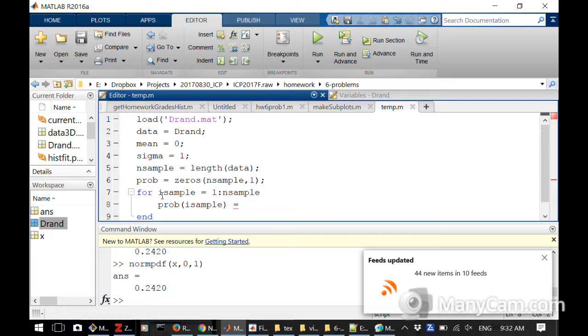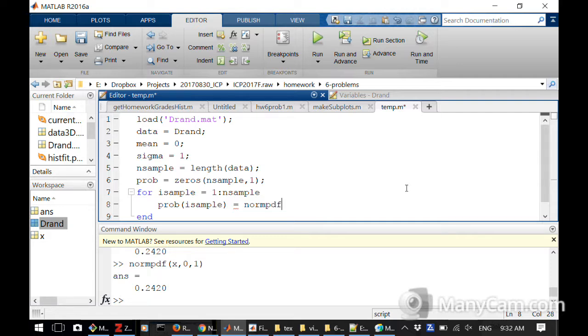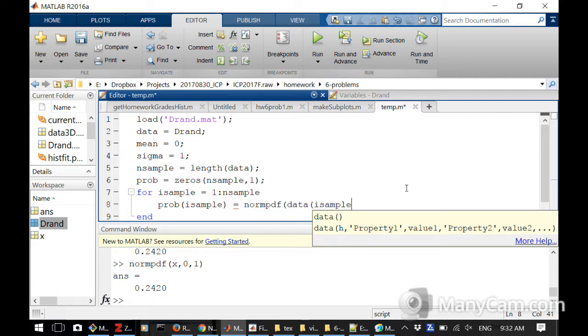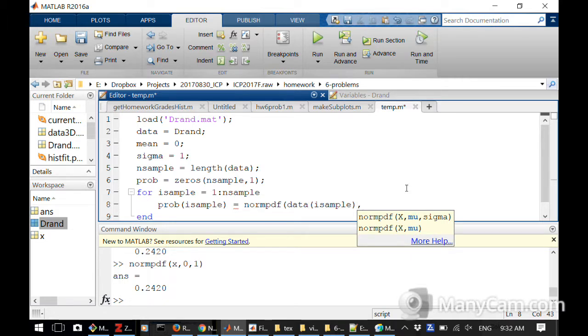So, but here, what should we write instead of x? So prob of I sample is, I would say norm PDF of data I sample, and what else? The mean and sigma, right?